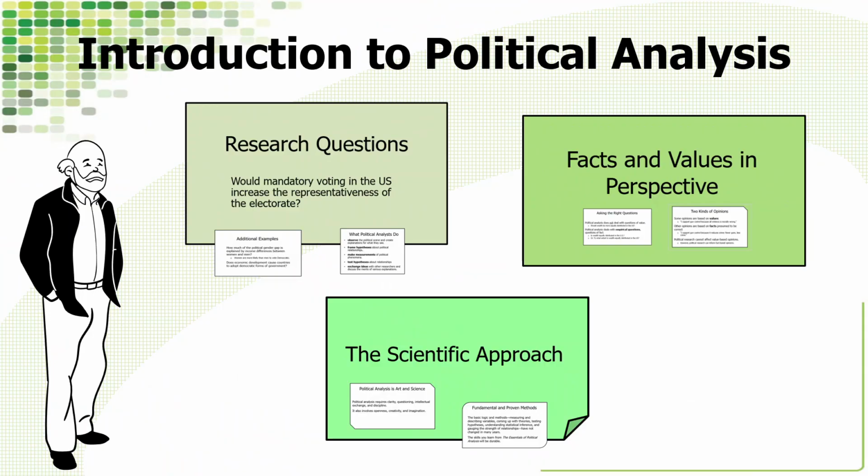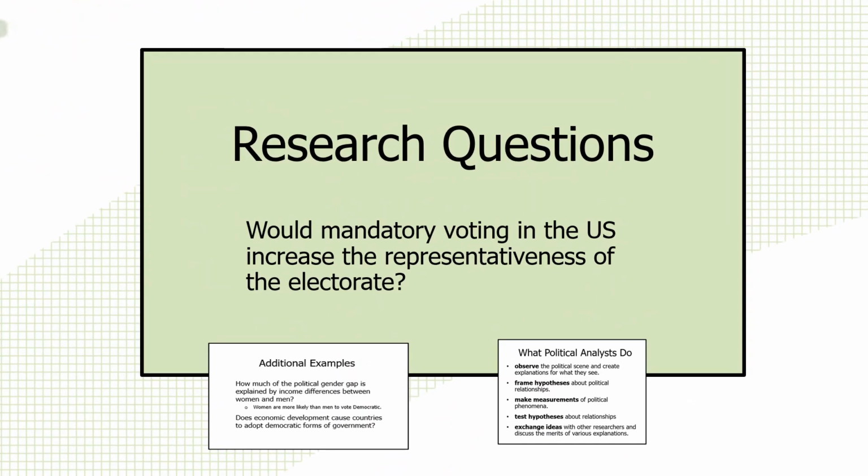Well, here's a question. In fact, President Obama suggested this would be a reform that the United States should pursue. Many democracies have mandatory voting. Would mandatory voting in the U.S. increase the representativeness of the electorate? What would the effects be if everyone were required to vote and perhaps fined if they did not vote, or have to pay a tax if they did not vote?